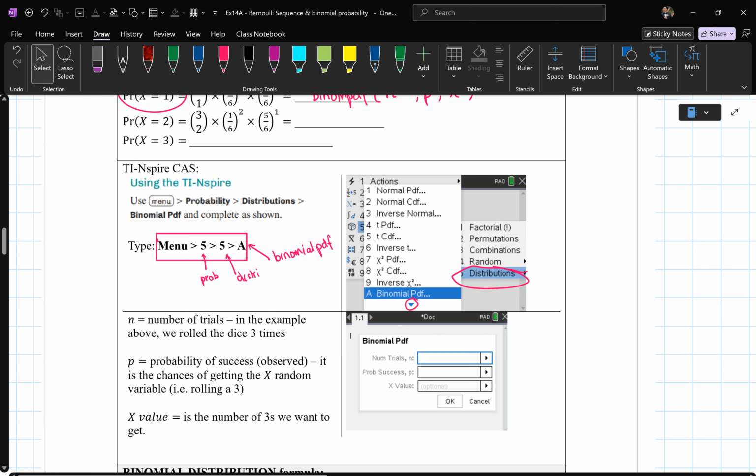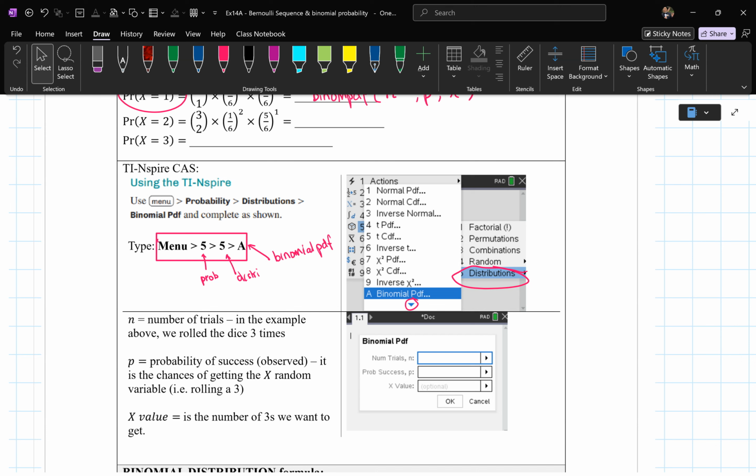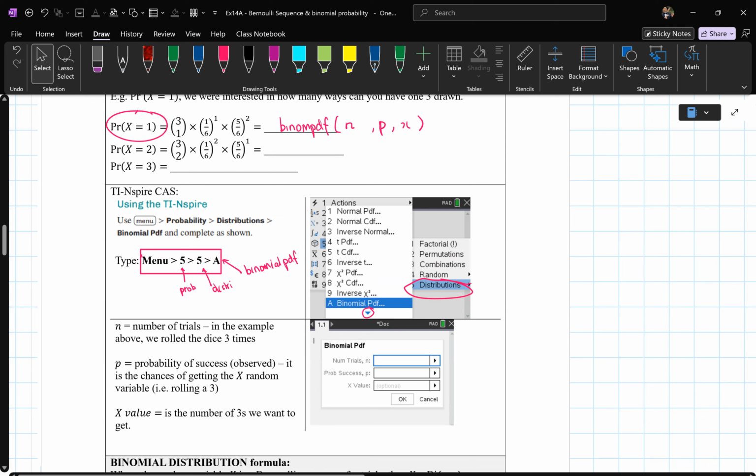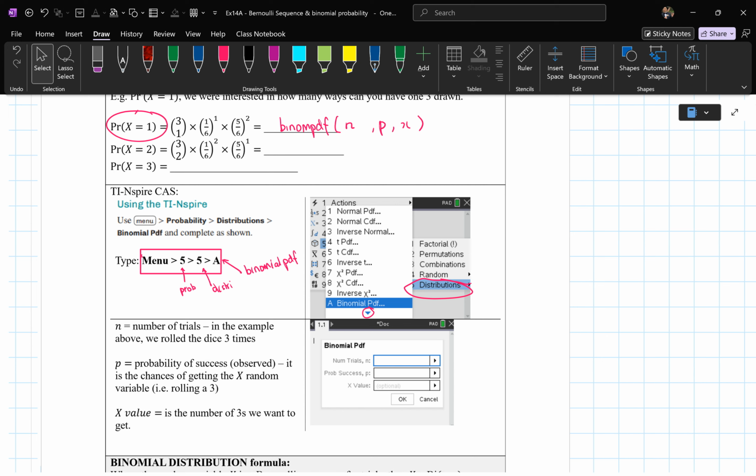So you can see when you do it in your CAS, because my CAS is not coming up, it's a good thing I did some screenshots for it. When it comes up, number of trials, so in our case we roll the dice 3 times. Success, 1/6 to get a 3. X value is what are you looking for? So which instance? Do you want 1 3, 0 3s, 2 3s, or 3 3s? That's where you put it in. So that's a quicker way. So if you put in 3 there, you should get the answer. So that's the order. It's number of trials, probability of success, and then how many of those successes do you want?